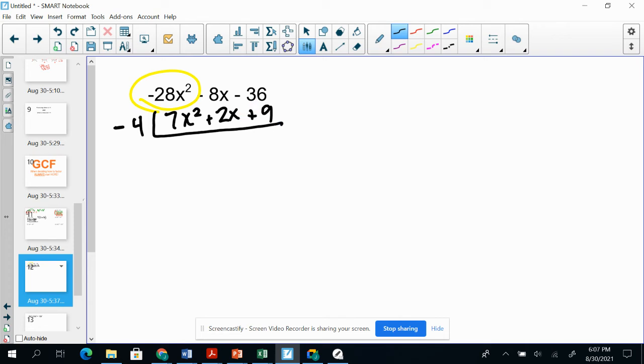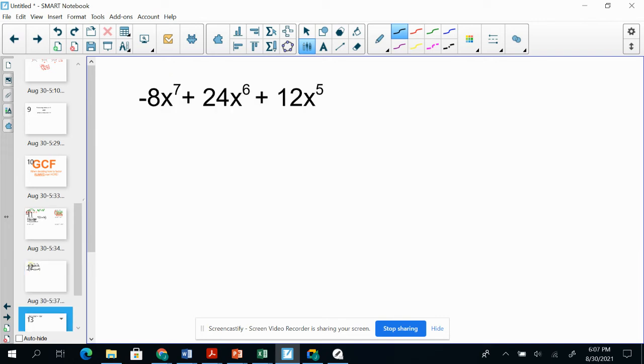7, 2, and 9, there isn't anything that they would all go into that will make it better. So for right now, if you're just factoring the GCF, you can stop here. Now, the trick is, after today's lesson, you will never stop here. We will continue to factor, and I'll come back to this screen in a minute.